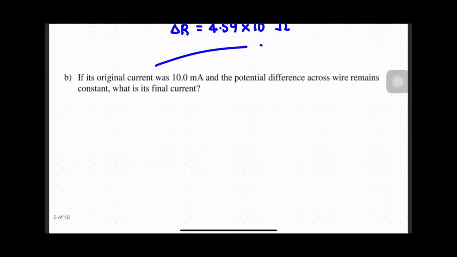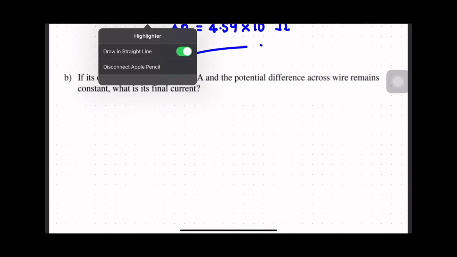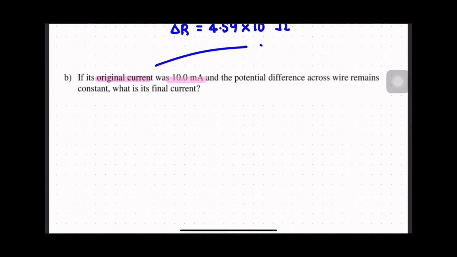Okay, next dia tanya if its original current was 10 milliampere and the potential difference across the wire remain constant, what is the final current? Okay, dia nak tanya final current. Jadi kat sini macam mana you nak cari final current? Okay, untuk case ni dia kata potential difference dia adalah remain constant. So kita boleh try buat daripada based on equation asal. Okay, R is equal to R naught 1 plus alpha change of T.